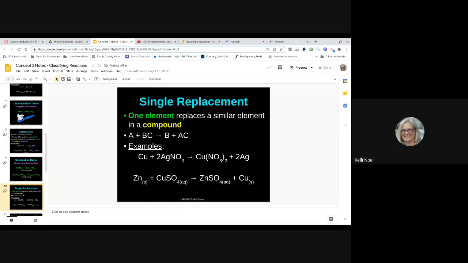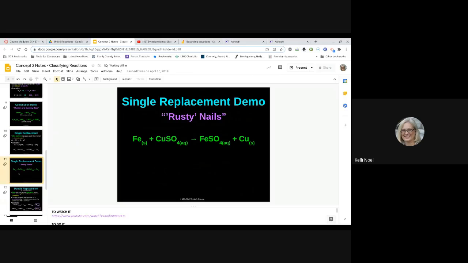Let's see what they have here. Rusty nails is an example. Of course, they didn't highlight or underline that one.